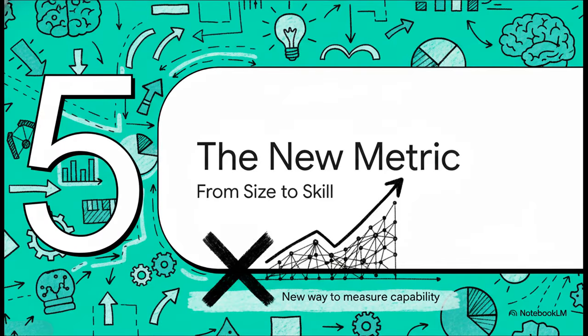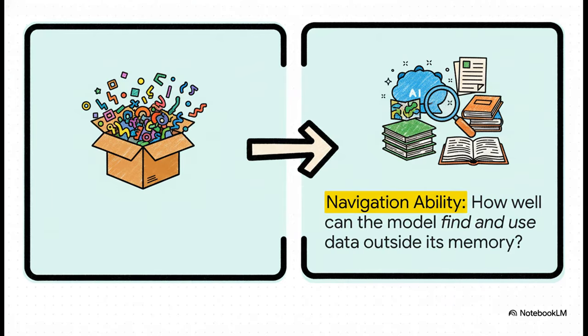So, when you put all of this together, the implication is pretty clear. The main metric that we've all been chasing for the last few years is quickly becoming irrelevant. We need a new way to measure what these advanced AI systems can actually do. We need to shift our focus from context size to navigation ability. The old question was, how much data can the model hold in its memory? The new question, the one that really matters, is how well can the model find, process, and use data that lives outside of itself? That's the real frontier now for AI reasoning.